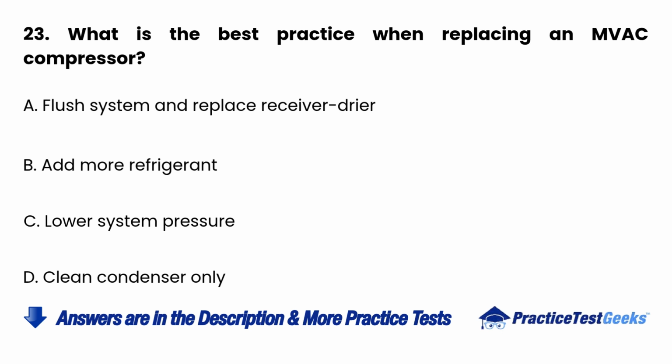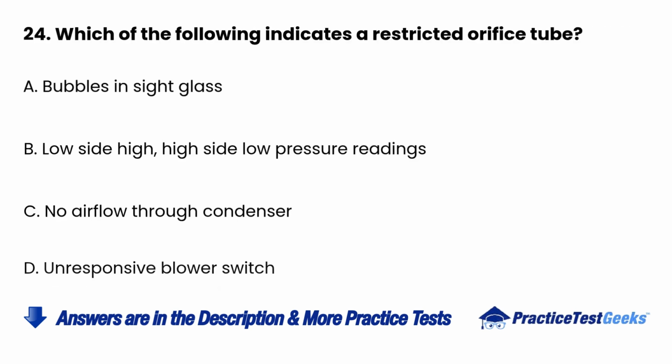23. What is the best practice when replacing an MVAC compressor? A. Flush system and replace receiver dryer. B. Add more refrigerant. C. Lower system pressure. D. Clean condenser only. 24. Which of the following indicates a restricted orifice tube? A. Bubbles in sight glass. B. Low side high, high side low pressure readings. C. No airflow through condenser. D. Unresponsive blower switch.